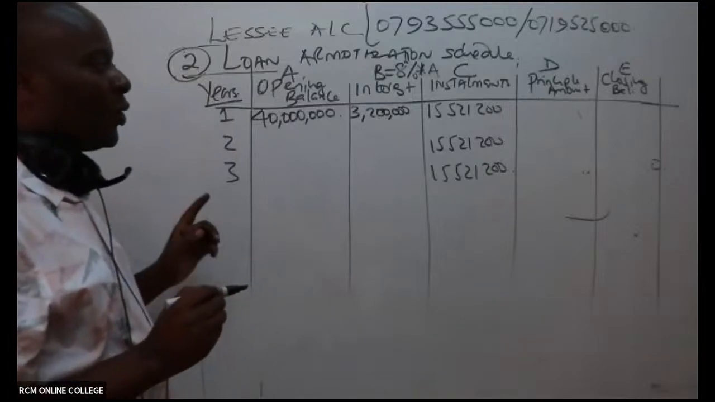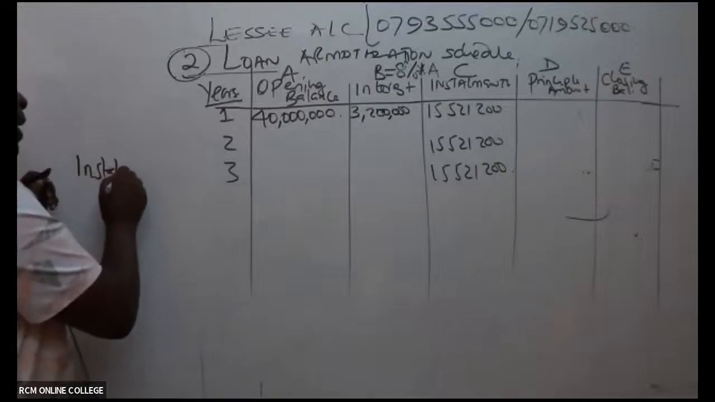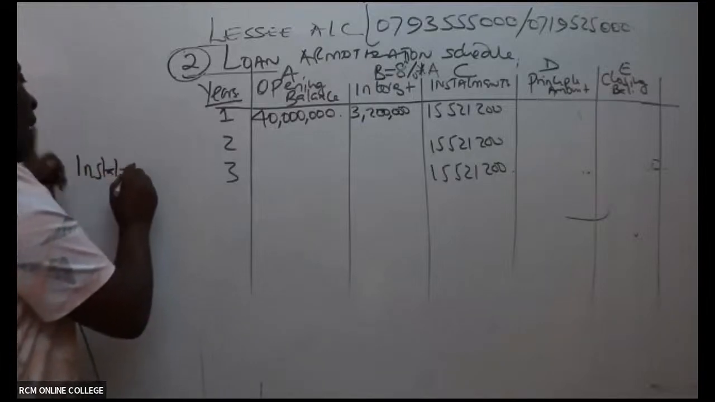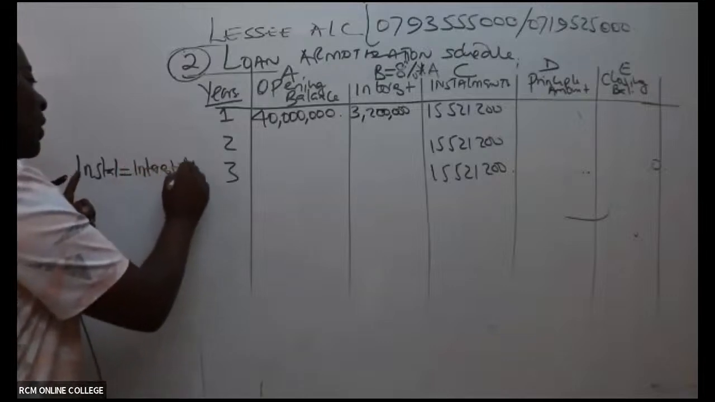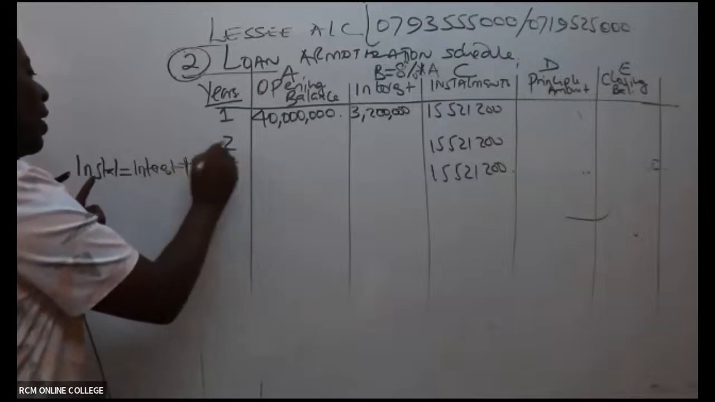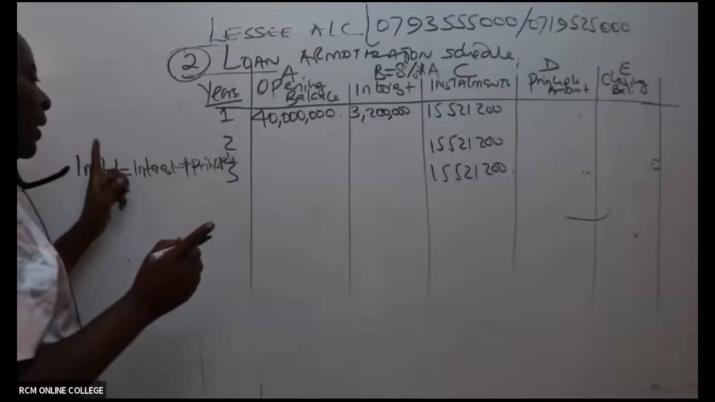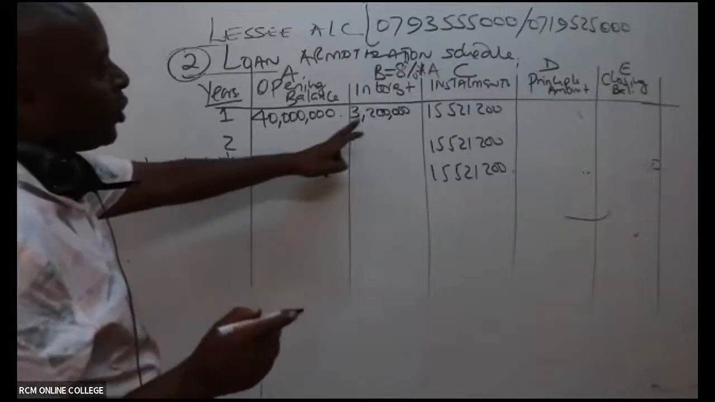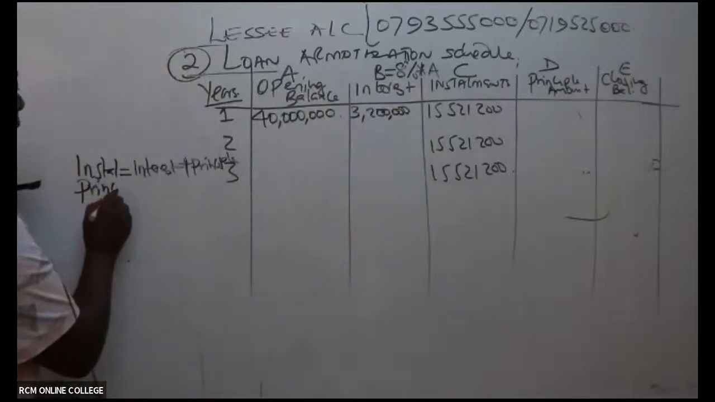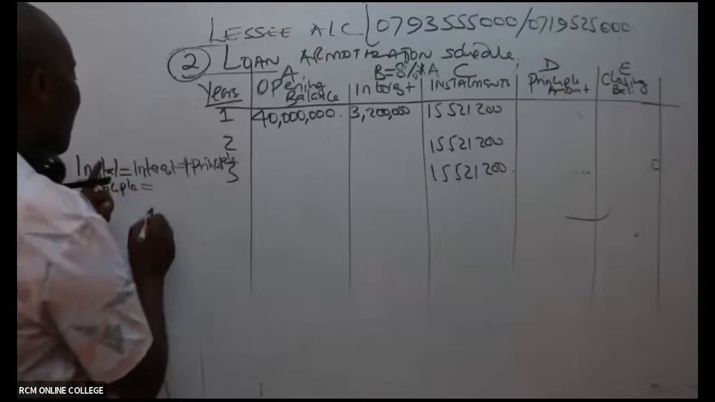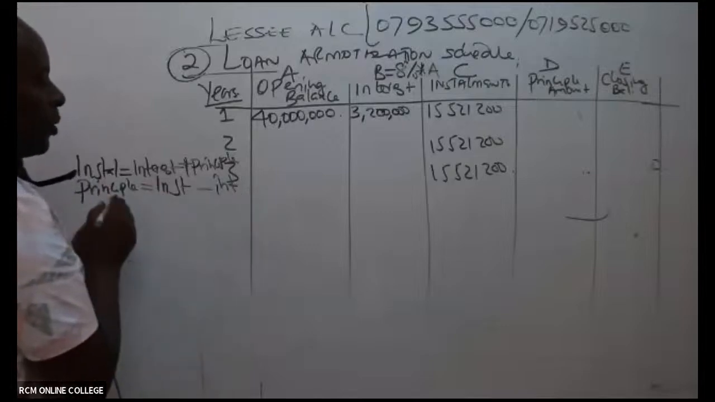3.2 million. Ladies and gentlemen, remember, every time you are paying an installment, it will always cover interest plus principal. So I have interest and I have the installment, then how do I get the principal? If you make the principal the subject of the formula, it will be the installment you have paid minus interest.